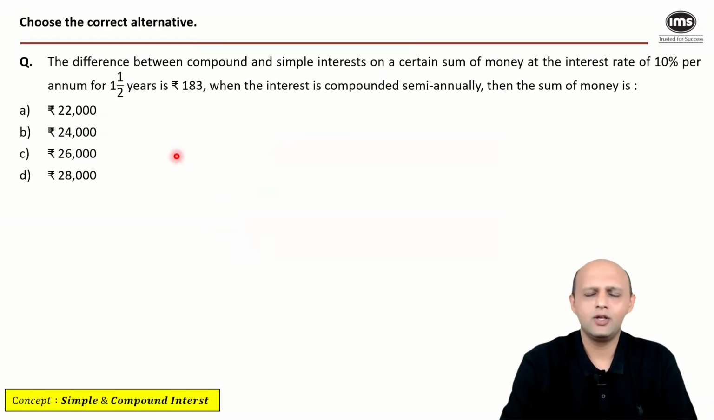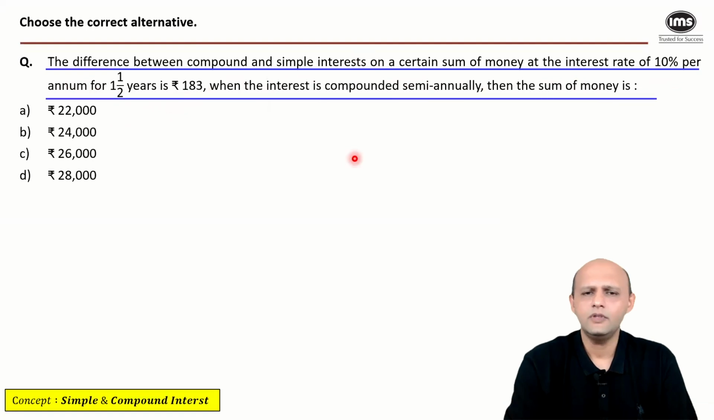A question evidently on simple and compound interest. Again, a property of sorts that can be applied. Let us understand this. It's interesting. The difference between compound and simple interests on a certain sum of money at the interest of 10% per annum for 1.5 years is 183. When the interest is compounded semi-annually, then the sum of money is. So essentially, it's an exercise of calculating the principal, which is what is required.